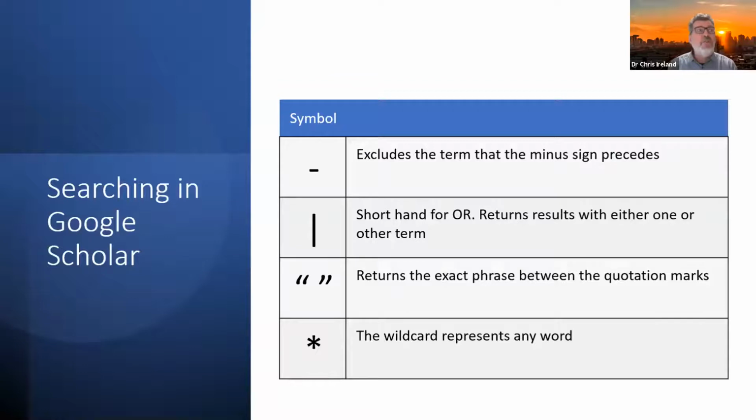Here we have search operators that I want to now talk to you about how you're going to use in your Google searches. It's really important that you do your Google searches using these. So the first one is the minus sign. That means that you exclude any term that it precedes. Then the second one that we've got here is the shorthand for OR. So that returns a result for either one or other of the terms that you put either side of it.